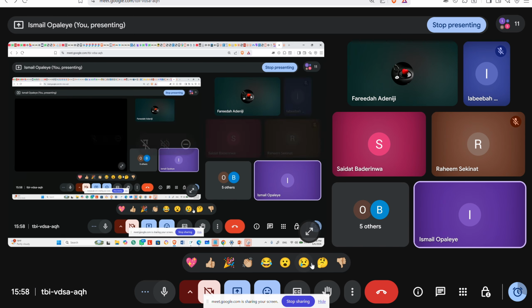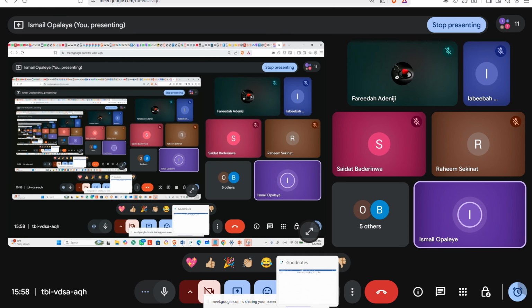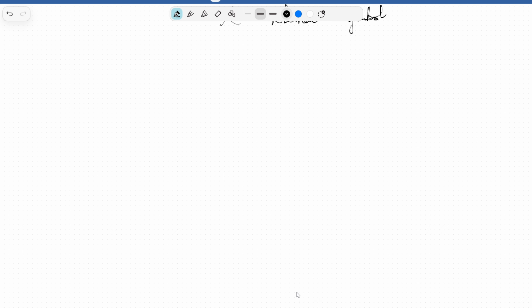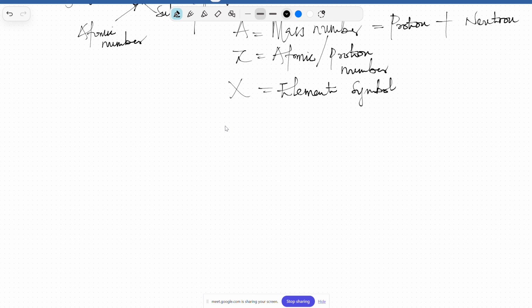Yes, sir. What do I mean by for a neutral atom? As long as it is a neutral atom, the proton number will be equal to the electron number. Why did I say that? The reason is that the atom may have lost an electron or gained an electron to become an ion. An anion is an atom that possesses a charge.